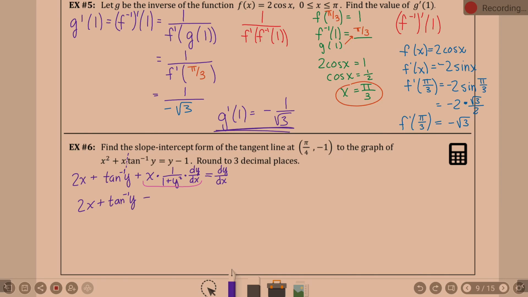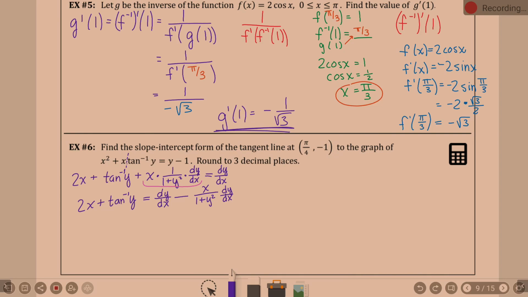So now I'm going to say equals. We already have a dy/dx on the other side. And now I'm going to subtract the x over 1 plus y squared times dy/dx. Did that work for you? Yes. Okay. On the right, both terms have a dy/dx. What can I do?